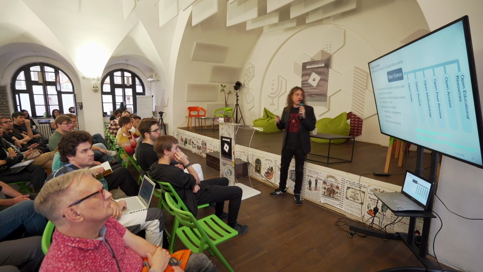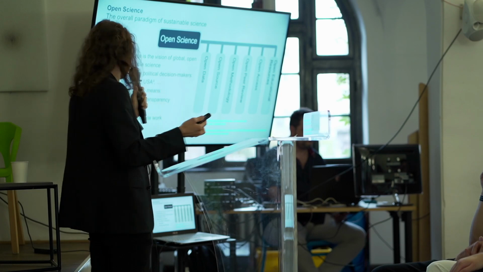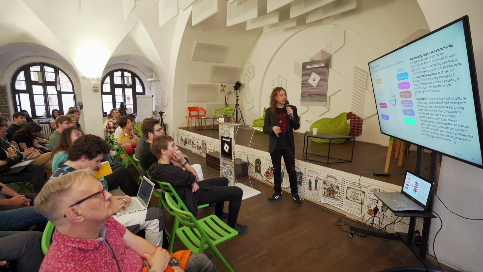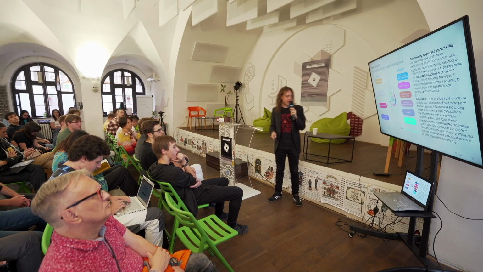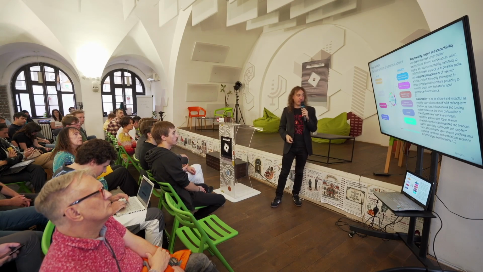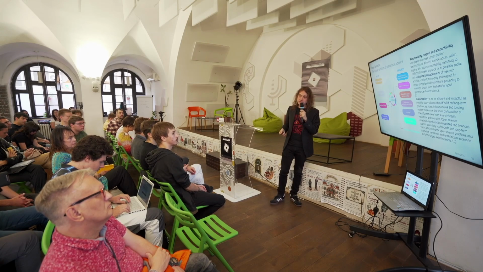The embedding of open data is in open science for the sciences. It's one of the pillars here next to open source, open methodology, and so on. And open science is a vision of global, open, and sustainable science. It's already supported by many political decision makers like the European Union, UNESCO, USA. And sustainable science here means that science should be transparent and traceable, reusable, and avoid duplicate work. And here's the memorandum from UNESCO on open science, and they specifically mention that it should include thinking about ecological consequences and sustainability.